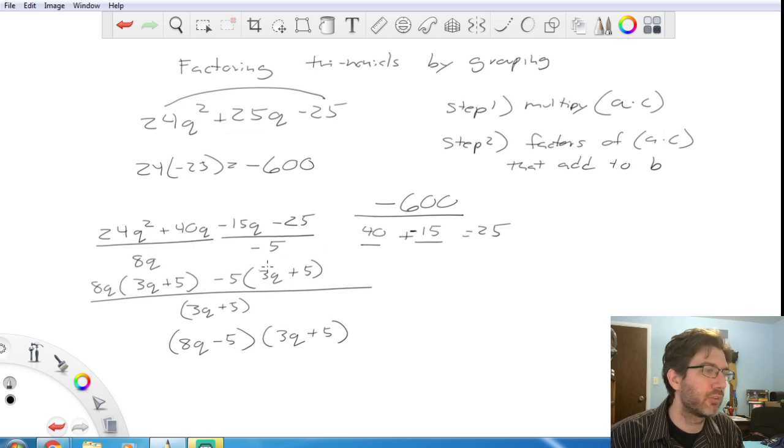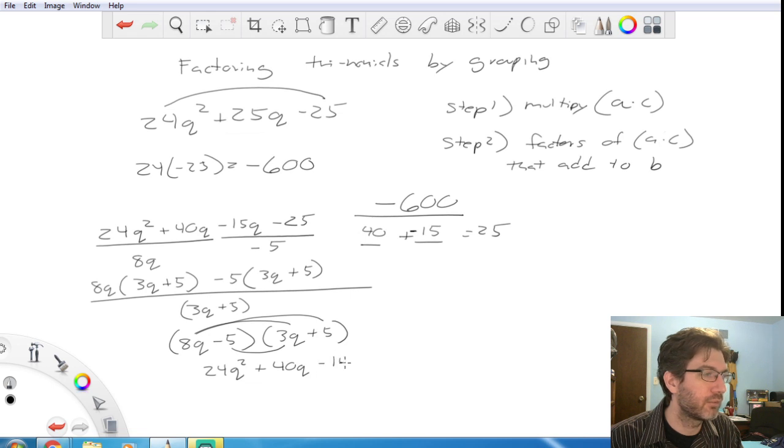We can FOIL to check it. So 8q times 3q gives me 24q squared. 8q times 5 gives me that 40q. Negative 5 times 3q gives me that negative 15q. And negative 5 times 5 gives me the negative 25. So that's making sense so far.